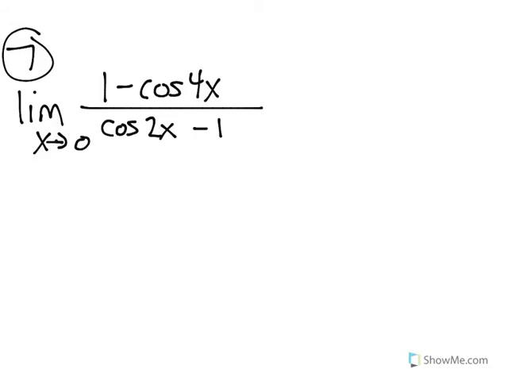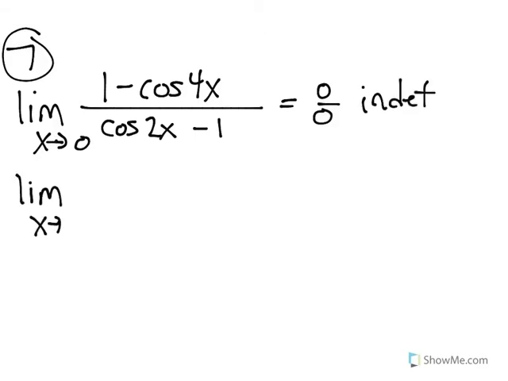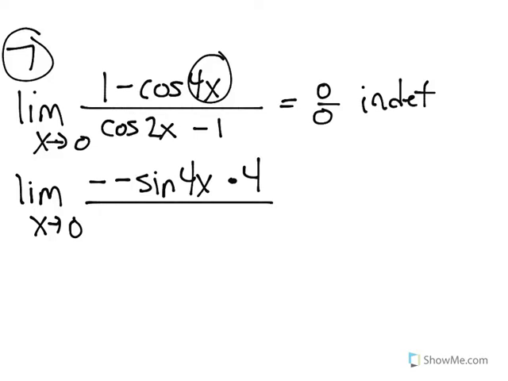So I get 1 minus 1 over 1 minus 1. I get 0 over 0, which is indeterminate. So I'm going to apply L'Hopital's rule, and I'm going to take the derivative of the top. The derivative of cosine is negative sine, so it's negative sine of 4x times the derivative of the inside, which is 4, over the derivative of cosine of 2x, which is negative sine 2x times the derivative of the inside, which is 2.